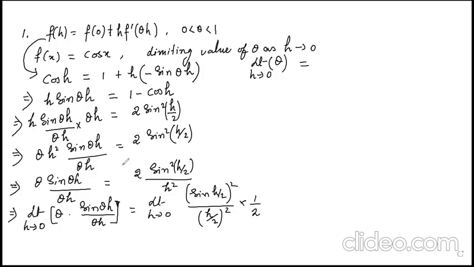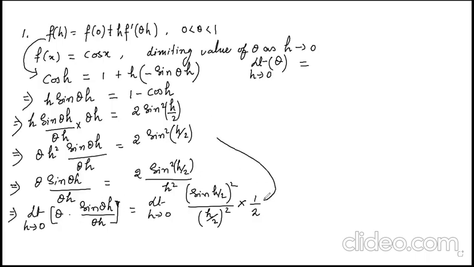Yes, ma'am. Because this 2 I have taken in the denominator, and then I multiply it with 1 by 2 also. Fine. So now what about this limit? This is a standard limit, which becomes equal to 1. And what about this part of the limit? That is also 1. That is sin theta by theta, so also 1.